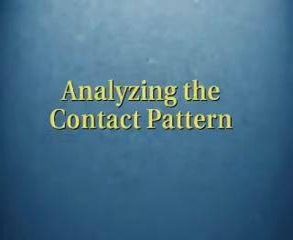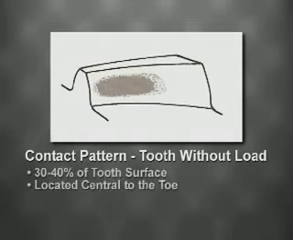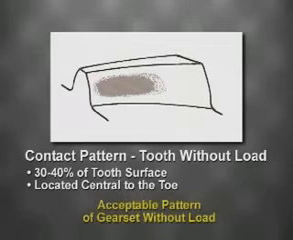This brings us to the issue of analyzing the contact pattern. Let's first look at an ideal contact pattern. This contact pattern is from a tooth without load. The length and position are important. Here we see that the contact is covering approximately 30 to 40% of the tooth surface and is located central to the toe. This would be an acceptable pattern of a gear set without load.